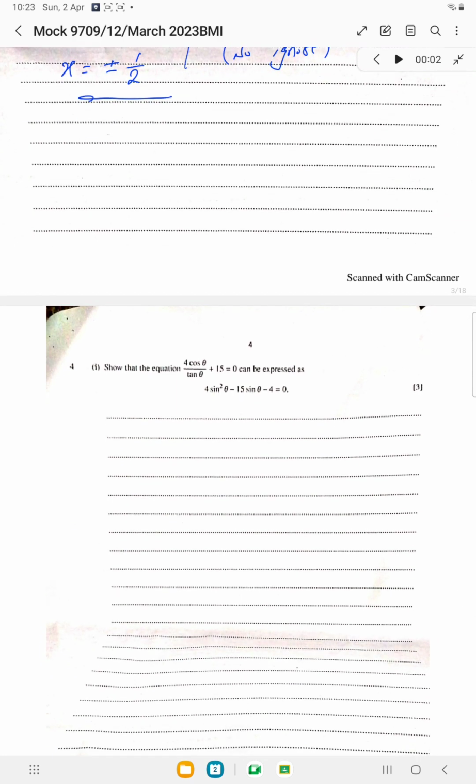The question is about the topic of trigonometry. And if you can recall, guys, in the class, I assigned you very simple cases, and a few rules that will help you to find the trigonometric identities. Let's see here. We have to show that the equation 4 cos theta over tan theta plus 15 equal to 0, and we have to express this in this form, and this is a 3 marks question.